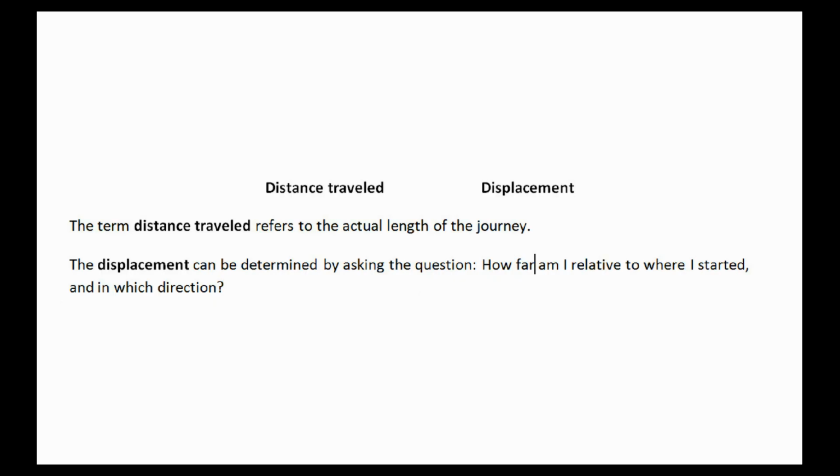There are two important terms that you need to be aware of: distance traveled and displacement. The term distance traveled refers to the actual length of the journey. In the previous example, the man walked 5 meters in one direction and turned around and walked 2 meters in the opposite direction. He traveled a total distance, or a total distance traveled, of 7 meters. The displacement can be determined by asking the question, how far am I relative to where I started and in which direction? In the previous example, the man ended up 3 meters to the right of where he started.